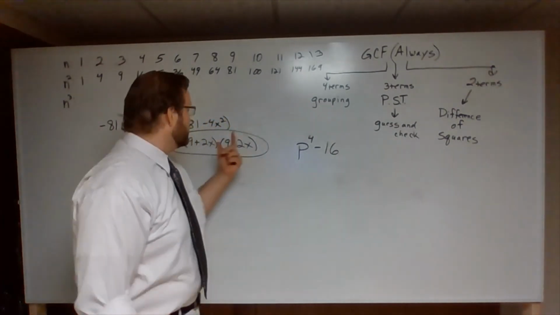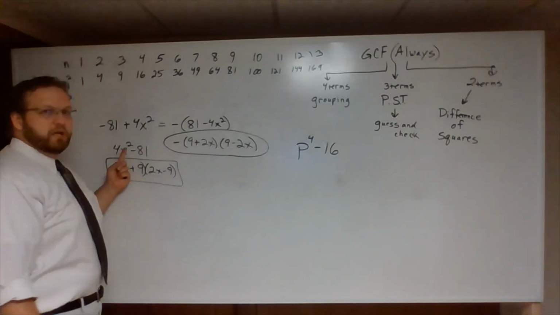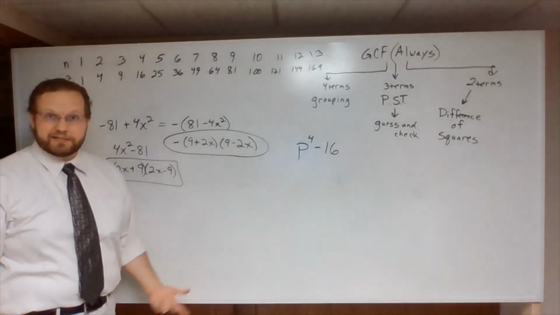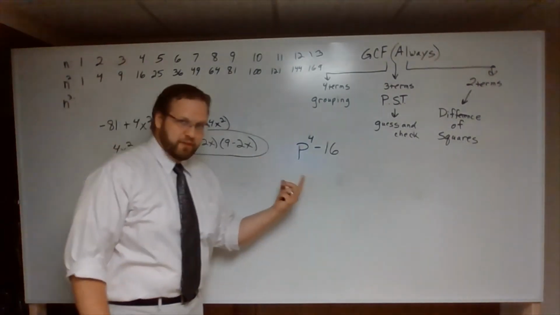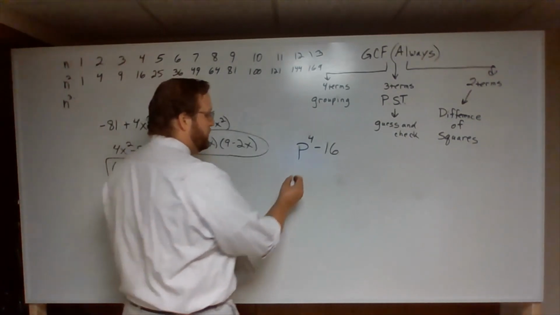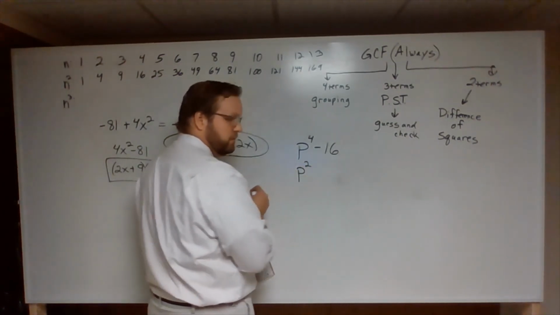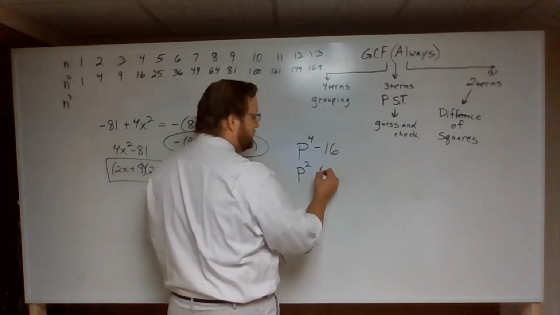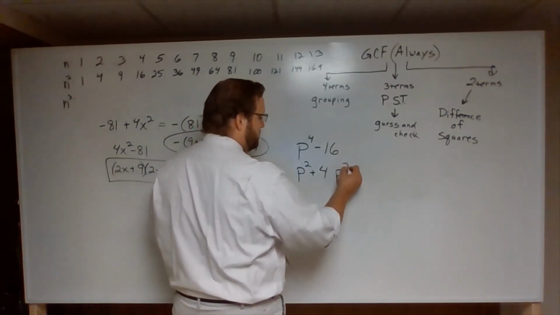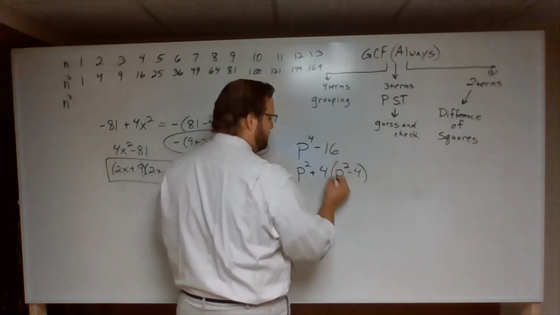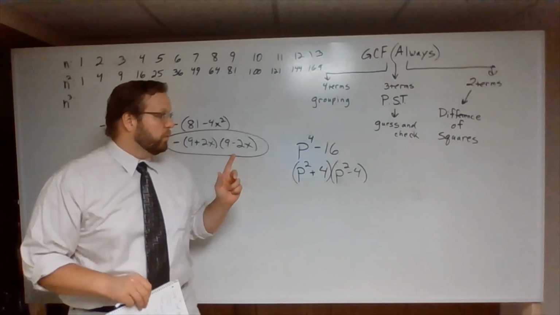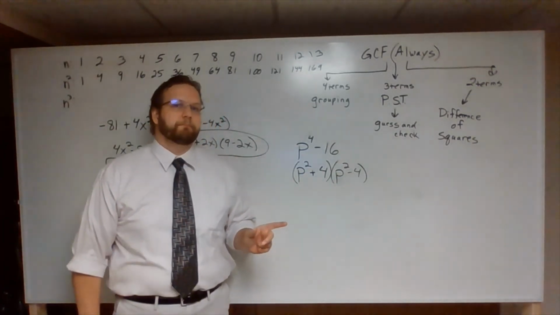Now, when we're taking the square root of an x squared, notice what we were doing. We were taking that square and dividing it by 2, so it's an x to the first. We're doing the same thing here. If we take the square root of p to the fourth, we get p squared. Square root of 16, 4. Add them, subtract them, and there you go.